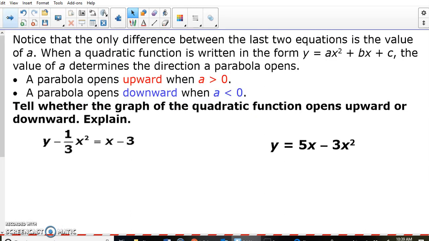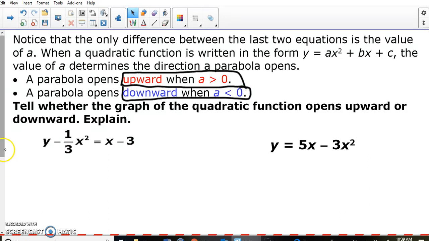Okay, now when you were doing those last ones, you should have noticed that one of your graphs opened up, a parabola going up that looks like a U, and one of them opened downwards. And here's how you can always tell. If your a value, so that's what's in front of your x squared, is bigger than 0, then it's going to open up, and if it's less than 0, it's going to open down.